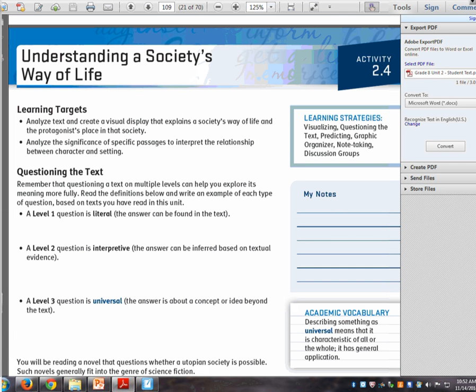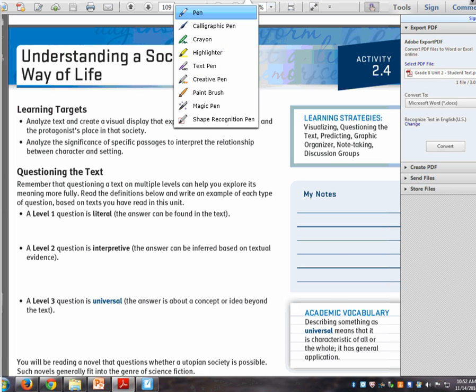Okay, new activity means we've got a new purpose statement. So how is this activity going to prepare us for our embedded assessment?